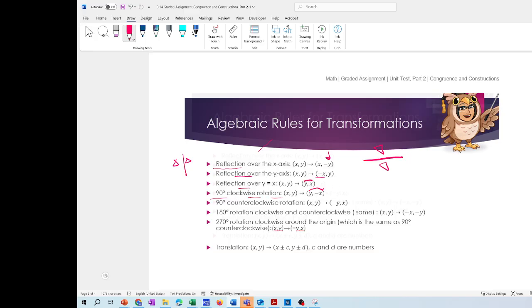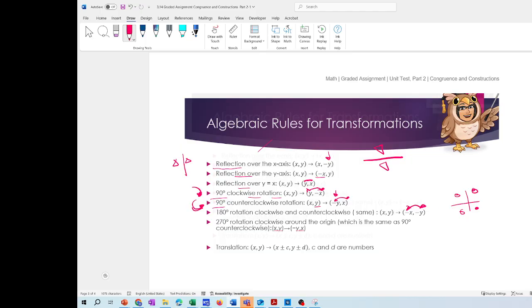90-degree clockwise rotation. Okay, look what happens. You switch and you change the sign of the x. Okay, positive, negative, negative, positive. 90 counterclockwise. Clockwise, remember it's this way, right? Like the clock. Counter, it's going to be this way. What happens here? You switch, but you change the sign of the y, right? 180 rotation, clockwise and counterclockwise, you're going to have the same one. You're just going to change the sign. It's positive to negative, negative to positive. And usually, if it's on the first quadrant, the figure is going to be on the third. If it's on the second, the other figure is going to be on the fourth quadrant.